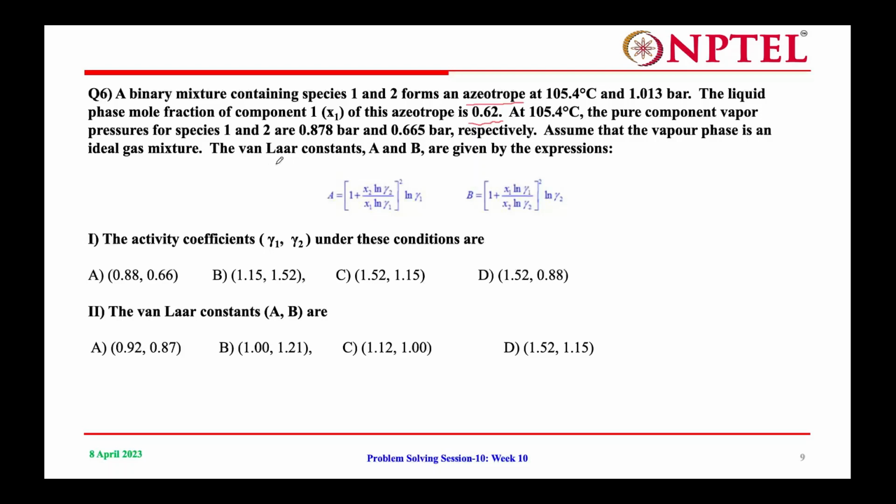The Van Laar constants A and B are given by this expression. So we have to calculate the activity coefficients gamma 1 and gamma 2 under this condition. Then we have to calculate the Van Laar constants A and B.